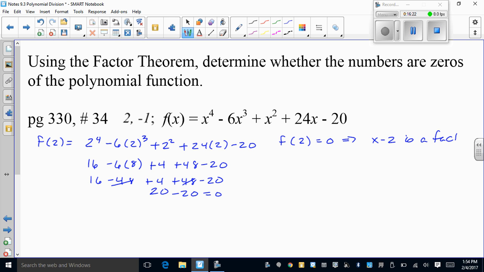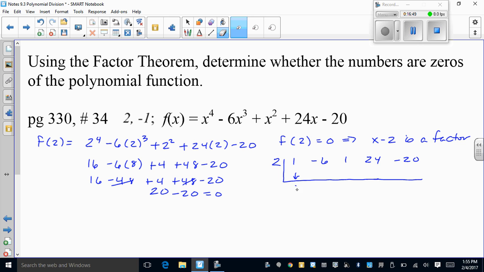Now let me show you what I was referring to, as you can find other zeros using this. So if I quickly do synthetic division, with 1, -6, 1, 24, and -20. Bring down the 1. 2 times 1 is 2. 2 minus 6 is -4. Times 2 is -8. Plus 1 is -7. Times 2 is -14. Plus 24 is 10. Times 2 is 20. Minus 20 gives me 0.